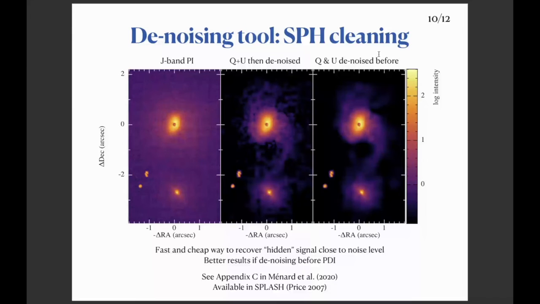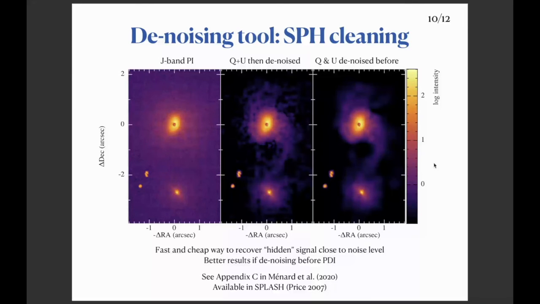Here you have, as an example, the polarized intensity in J band. Here you have the denoised image. And then here on the right, we have the image before combining them when we do polarized differential imaging. This gives very nice results, and it's a fast and cheap way to recover hidden signal close to the noise level. So I encourage you to try. This is available in Splash, and if you want more information, please read Appendix C in Menard et al. 2020.